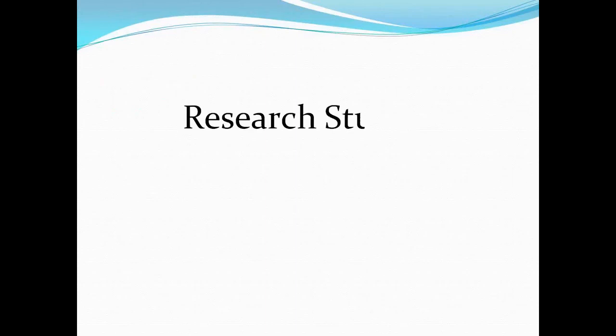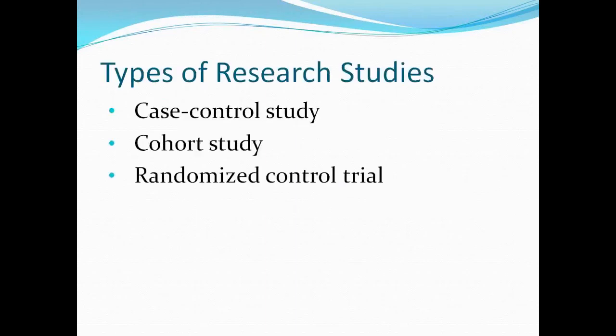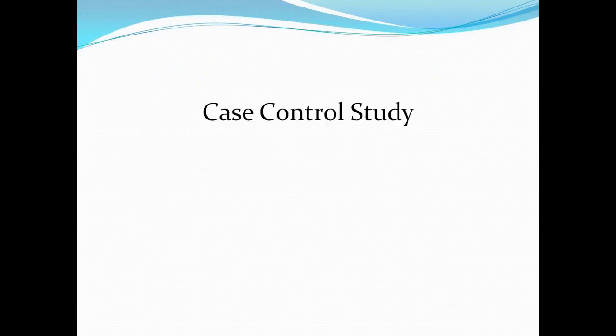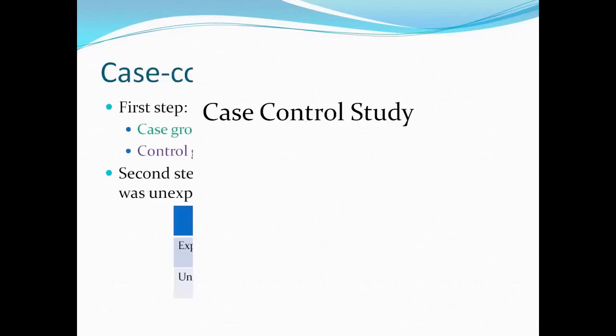And so the last thing I want to discuss is the types of research studies that there are. It's very important to understand the type of research study that was carried out to interpret the results of the study. And so 3 common types of research studies are a case control study, a cohort study, and a randomized control trial. First we're going to talk about the case control study.